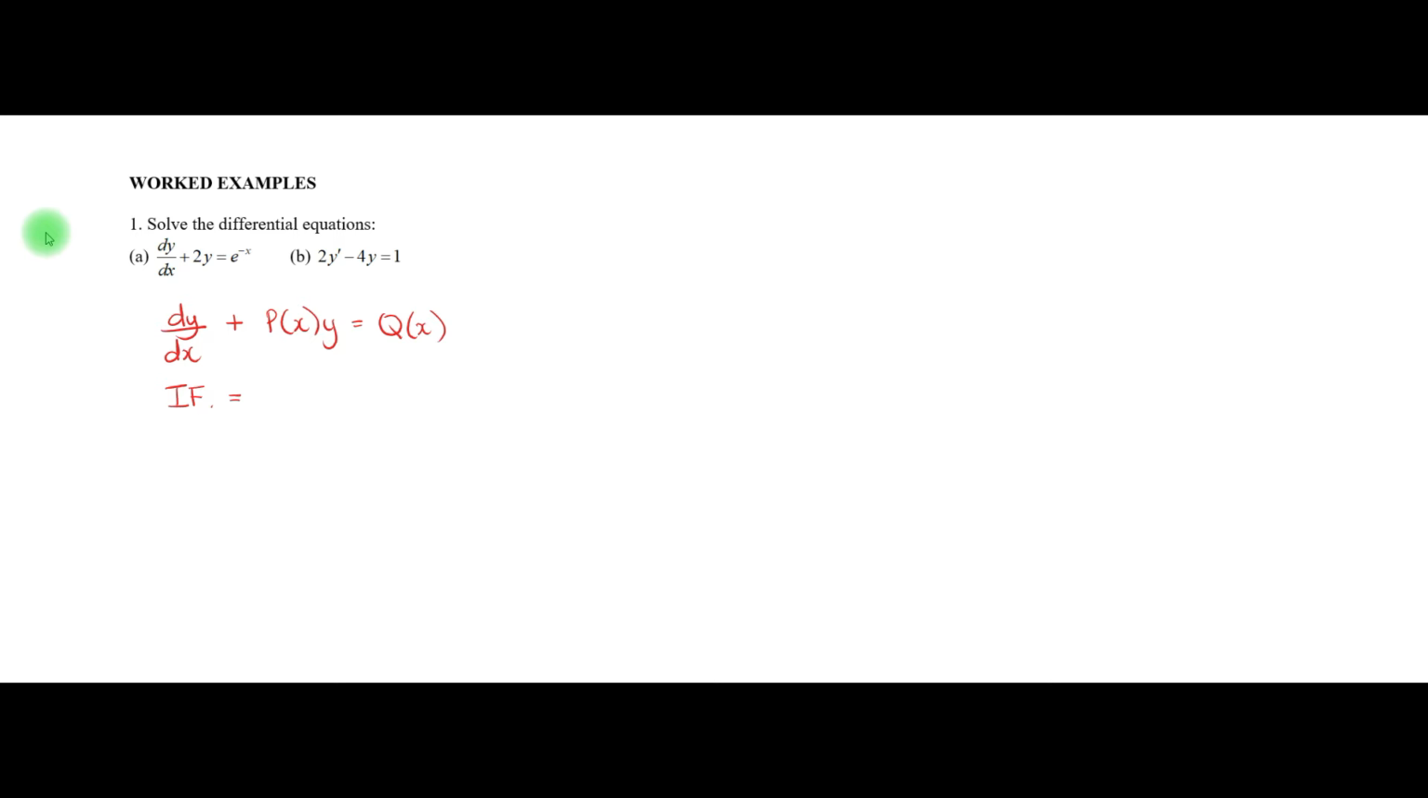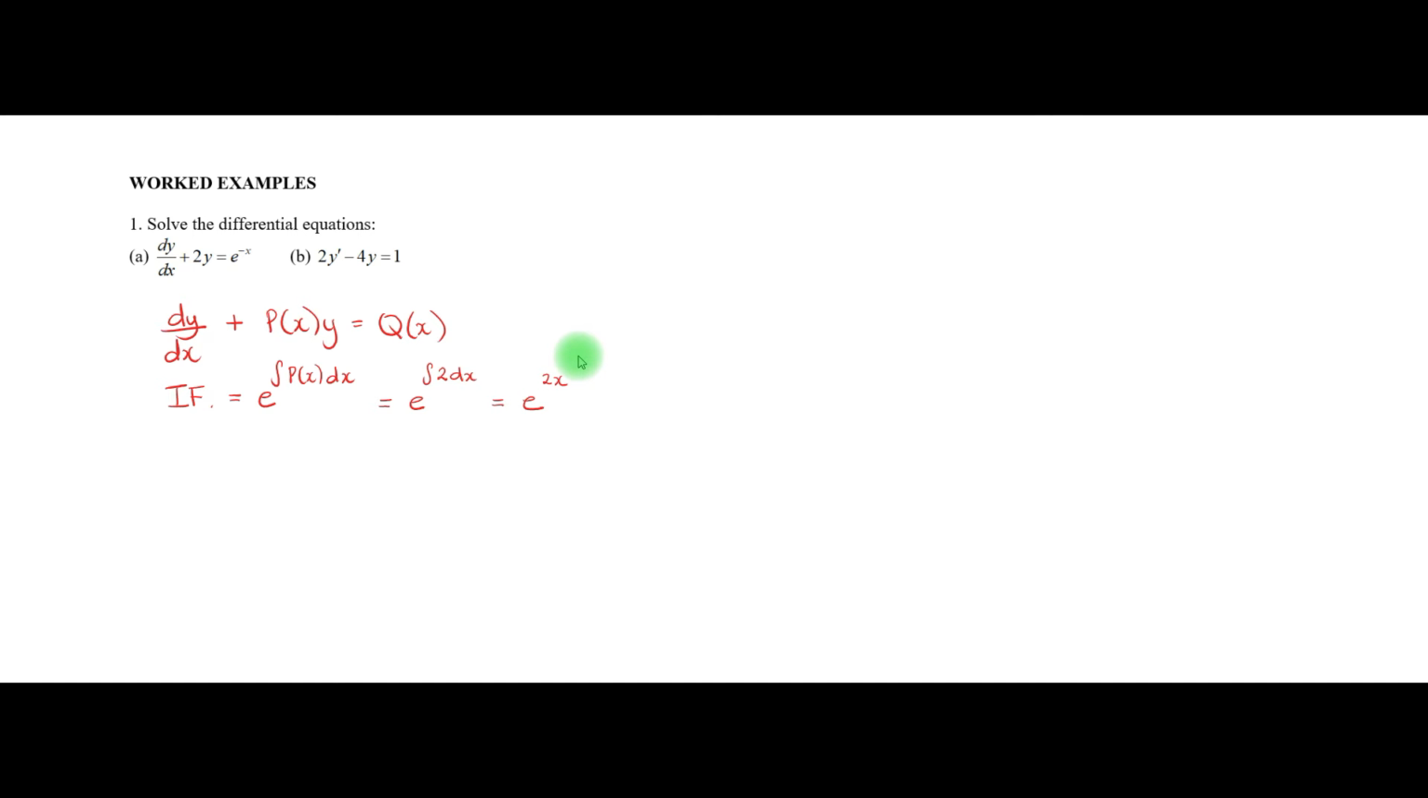And remember, the integrating factor is found as e to the integration of p of x dx. Your p of x here represents the function that is multiplying y. What is the coefficient of y? In this case, the coefficient is 2. So this is equal to e to the integration of 2 with respect to x. And we know when we integrate 2, we get 2x. And so that is our integrating factor, e to the 2x.